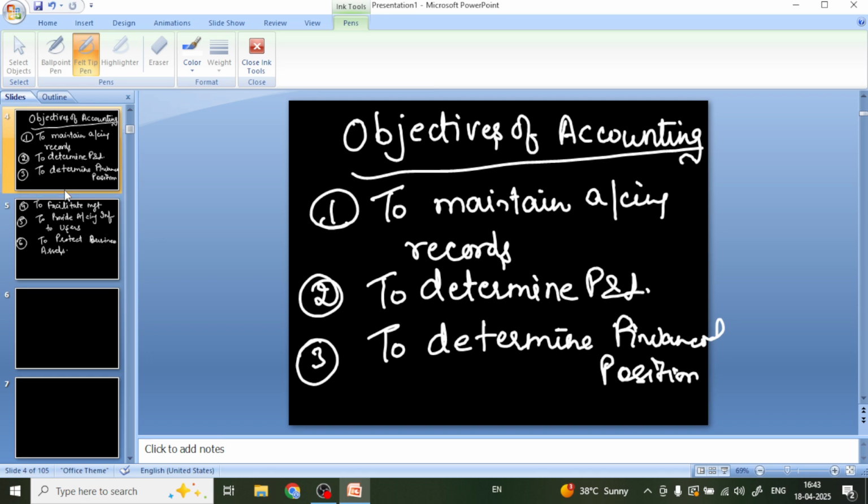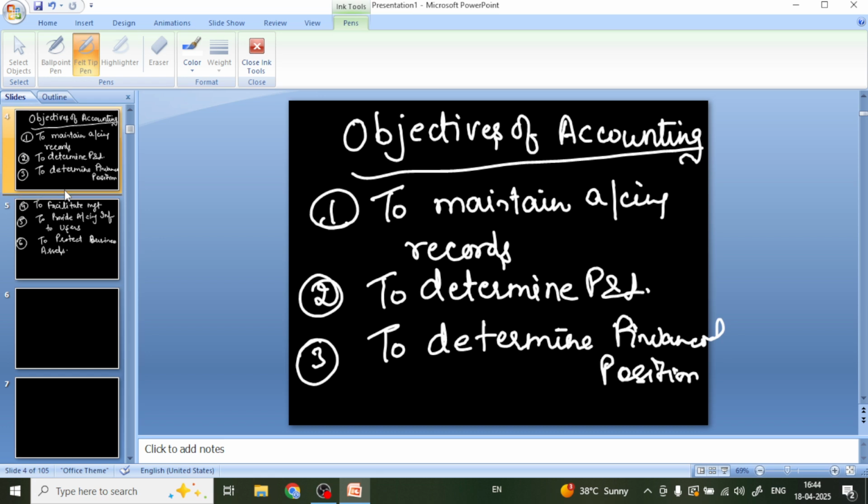First is to maintain accounting records. The first main objective of accounting is to record the financial transactions and events of an organization in books of accounts in a systematic way, so that they can follow the principles of accountancy. And after that, the second objective is to find out the profit or loss from your business.